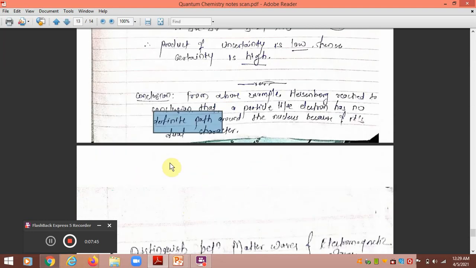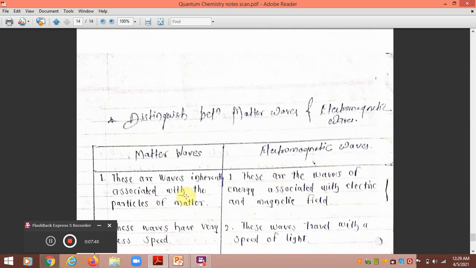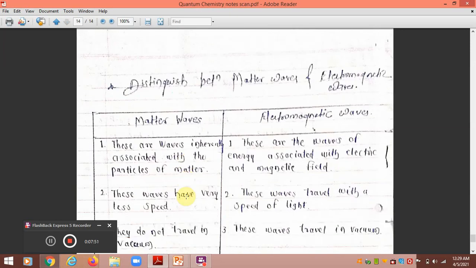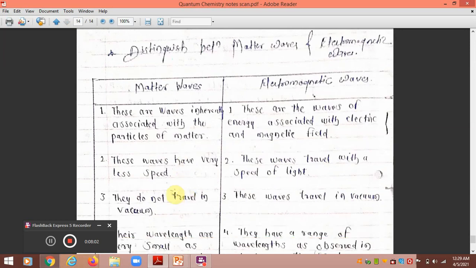Dear friends, based upon the same, here we can distinguish between the different types of waves, like matter waves and electromagnetic waves or radiations. If we talk about matter waves, then these are waves inherently associated with the particles of matter. So these are constituted by means of particles. These waves consist of particles, while electromagnetic waves are waves of energy associated with the electric and magnetic fields. So these waves consist of electric and magnetic fields.